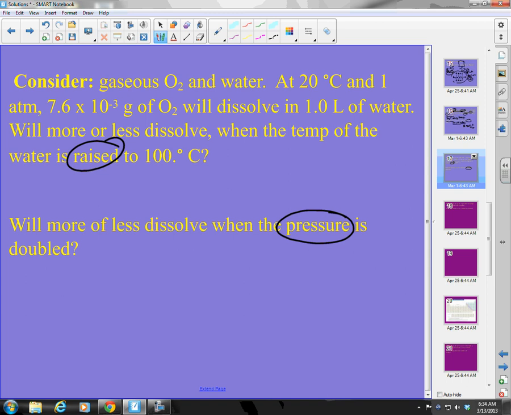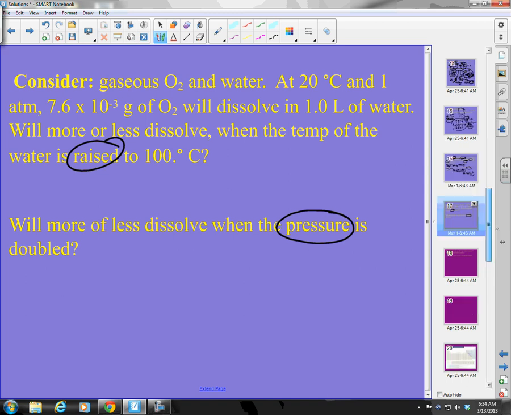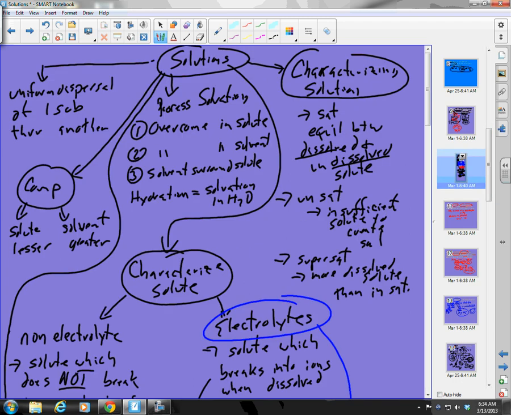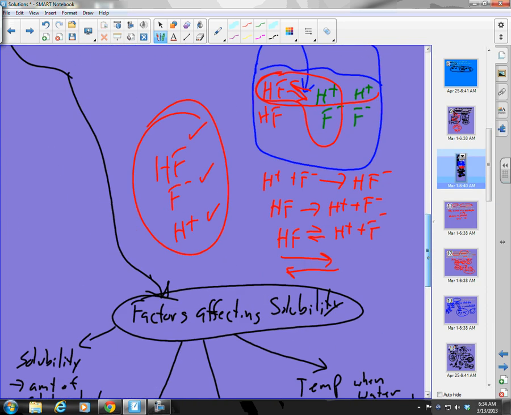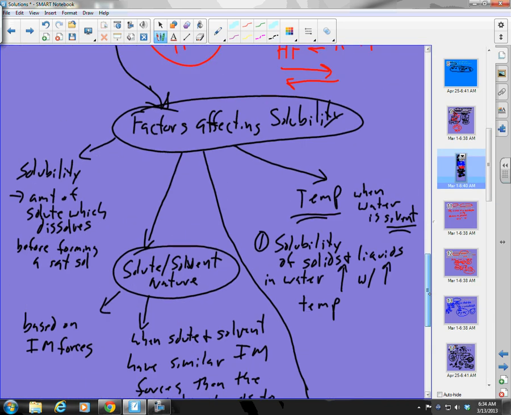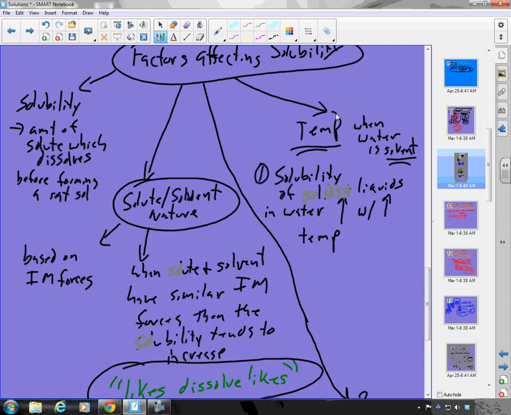You ready? Cool. Well, what did we say about gases in our notes? Let's go back up and look. We said temperature. Here's our temperature effect: the solubility of solids and liquids in water will increase with increasing temp. What did we say about gas? We said nothing about gas because there's a different rule about gases.